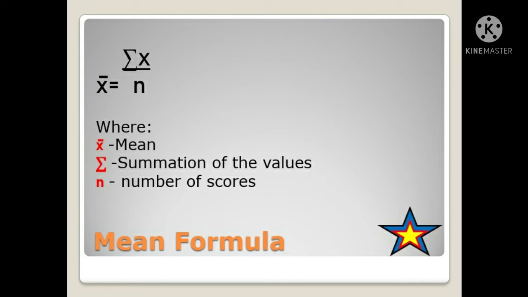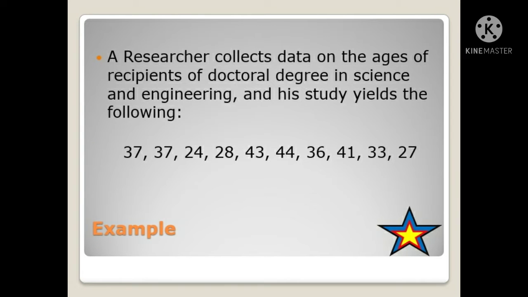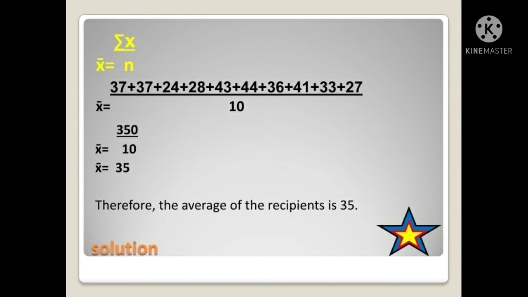n is the number of scores. For example, a researcher collects data on the ages of recipients of doctoral degrees in science and engineering, and his study yields the following: 37, 37, 24, 28, 43, 44, 36, 41, 33, and 27. To determine the average age of the recipients, we must use the formula of mean, which is mean is equal to summation of x over n.